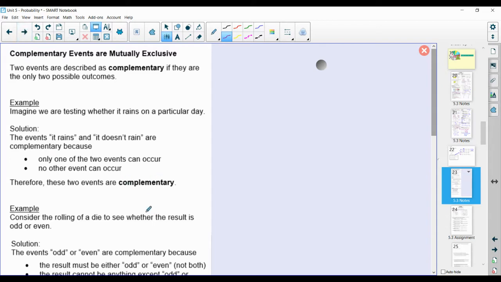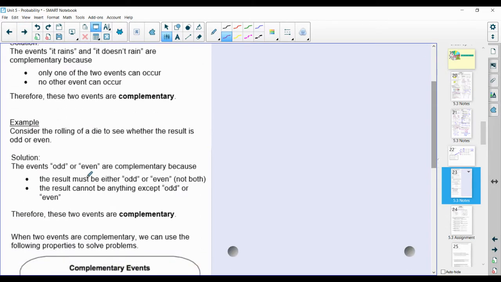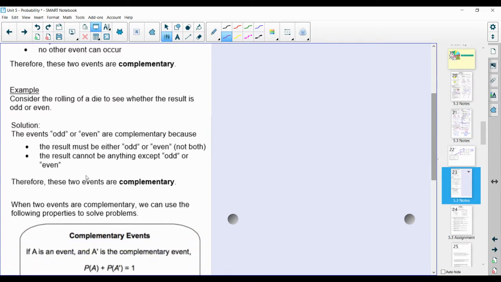So if there are only those 2 outcomes and no others, and they're exact opposites of each other, then it's complementary. So next example here, it says, consider the rolling of a die to see whether the result is odd or even. So as I just said here, odds and evens are complementary, but let's look at why. It says the events odd or even are complementary because the result must be either odd or even. It can't be both. And if I were to draw a Venn diagram, there would be nothing else outside of those boxes. There's no overlap. Odds would be 1, 3, 5, evens would be 2, 4, 6, and there's nothing lying outside those boxes. So no overlap, and everything is in those two circles.